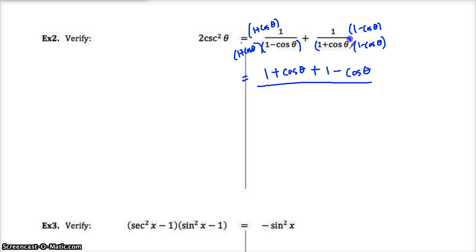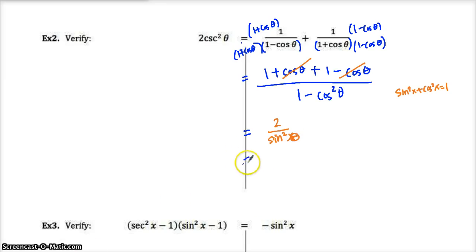And that's all over, well, my common denominator is 1 plus cosine theta times 1 minus cosine theta. And if I multiply that out, that's the difference of squares. That just becomes 1 minus cosine squared theta. Awesome, so now I'm going to cancel positive cosine with negative cosine. So I get a 2 in my numerator. My denominator, what is 1 minus cosine squared theta? Well, remember sine squared x plus cosine squared x equals 1. So 1 minus cosine squared theta is just sine squared theta. Oops, it's theta instead of x.